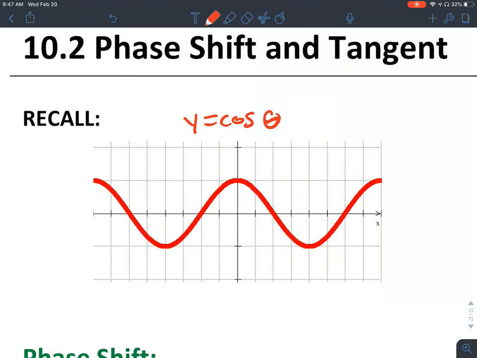So section 10.2, we're going to take our sine and cosine graphs and we're going to add a little phase shift to it. We're also going to learn how to graph tangent. Let's remember what cosine of theta looks like when you graph it.